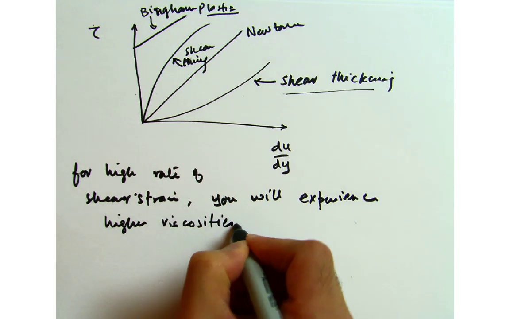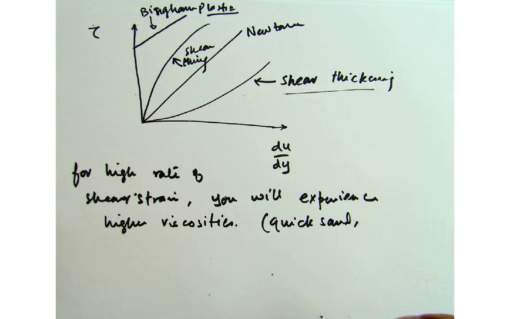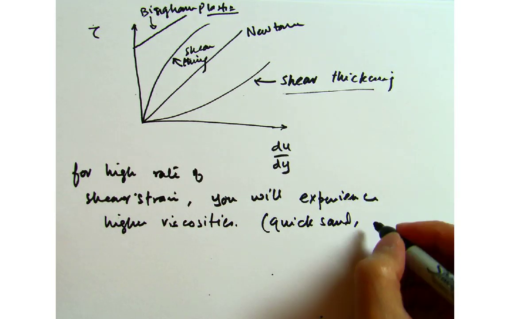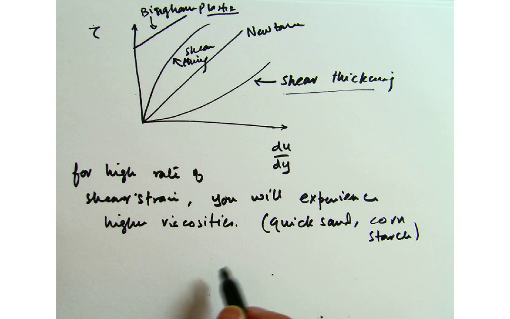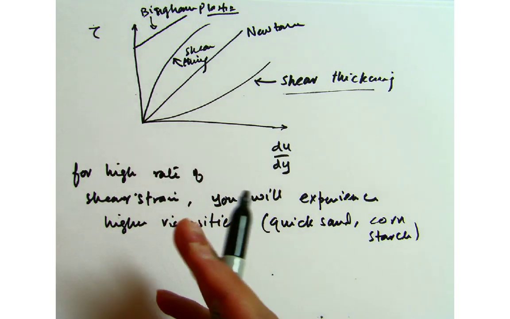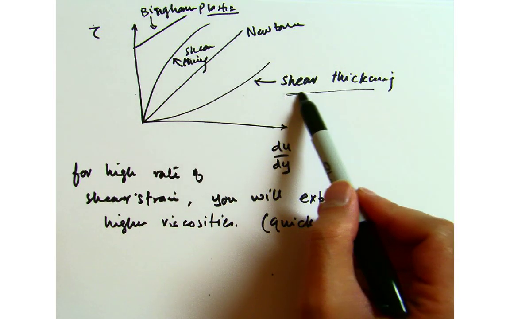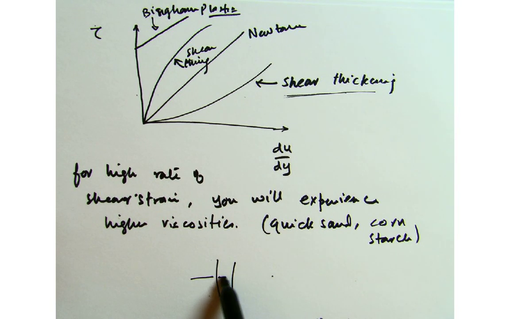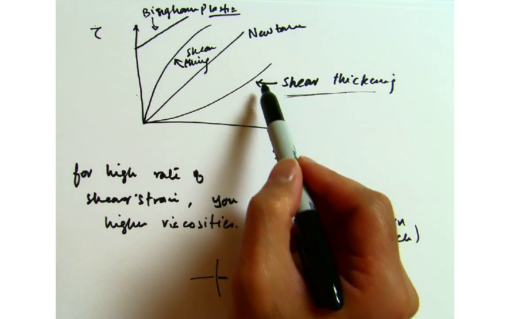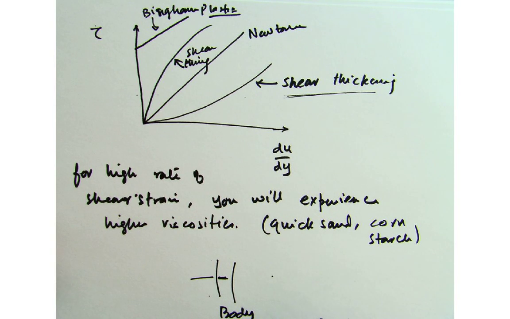Some of the examples are quicksand, a mixture of water and sand. The faster you want to get out of it, the more it resists. Another example is corn starch. In fact, some defense projects are trying to create body armors with shear thickening fluid. When a bullet hits this armor and passes through the fluid, the faster it tries to move, the more resistance the fluid provides. So even in body armors, the defense industry is trying to use shear thickening fluids.